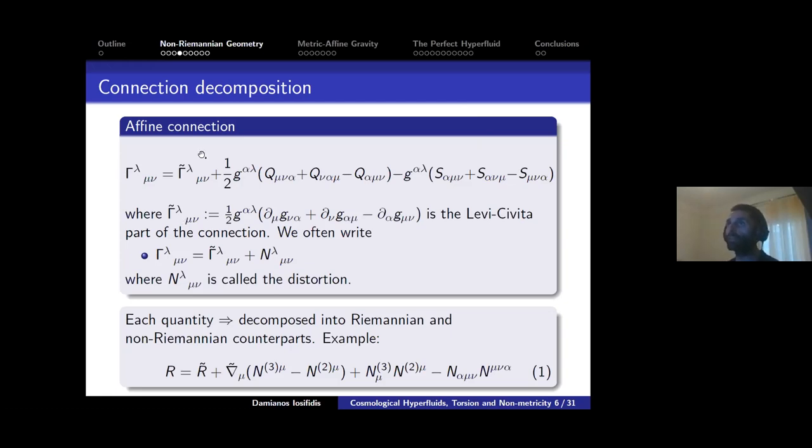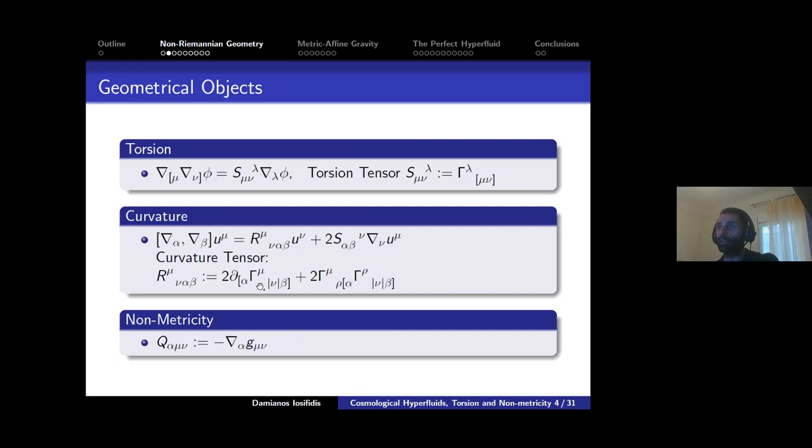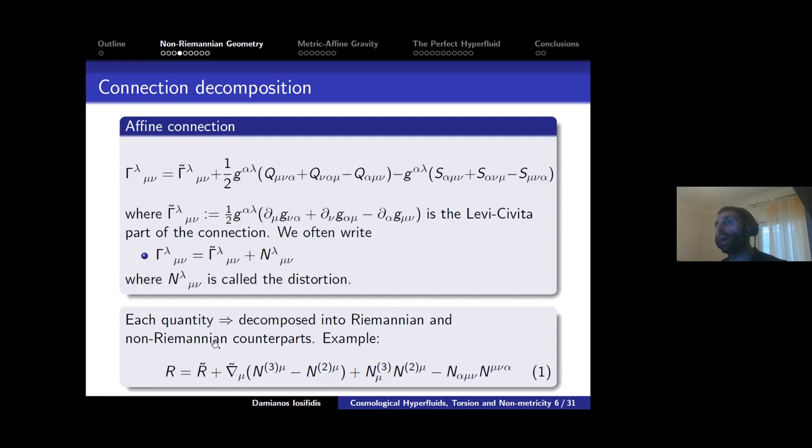So having now this decomposition for the affine connection, we can always plug it back into the various definitions that we have and express every tensor, scalar, etc. in terms of the Riemannian part plus non-Riemannian contributions. For example, if we go back to the definition of the Riemann tensor and plug in this decomposition for the connection, and take the contractions, we can see that the Ricci tensor can be decomposed this way. So this is the Riemannian part, and these are the extra parts that have to do with torsion and non-metricity.